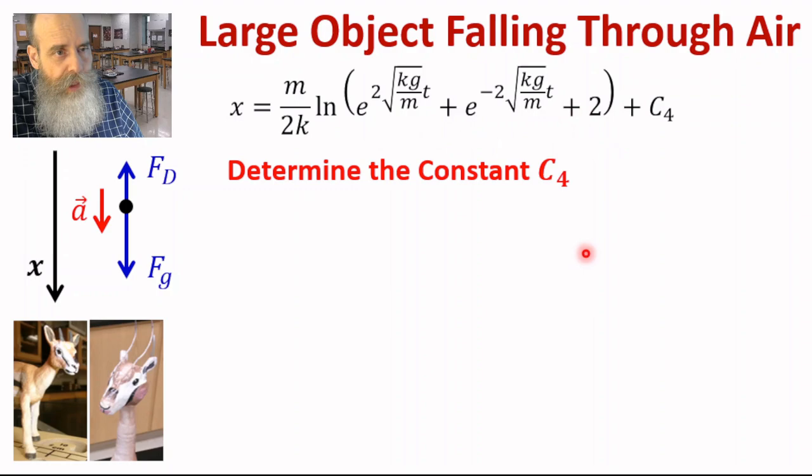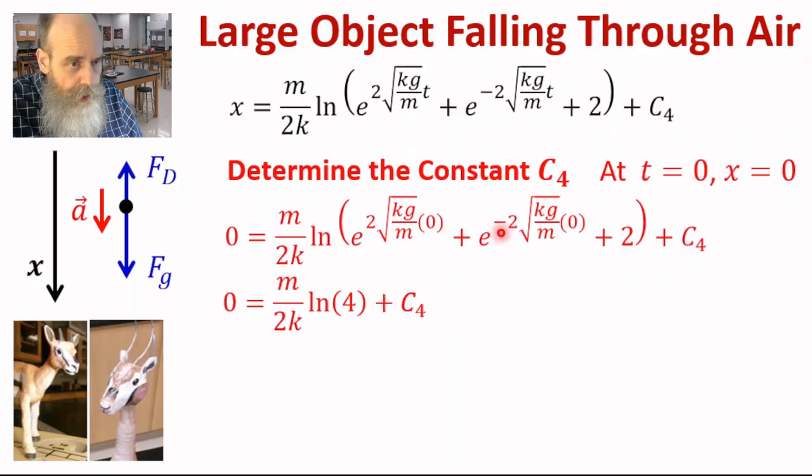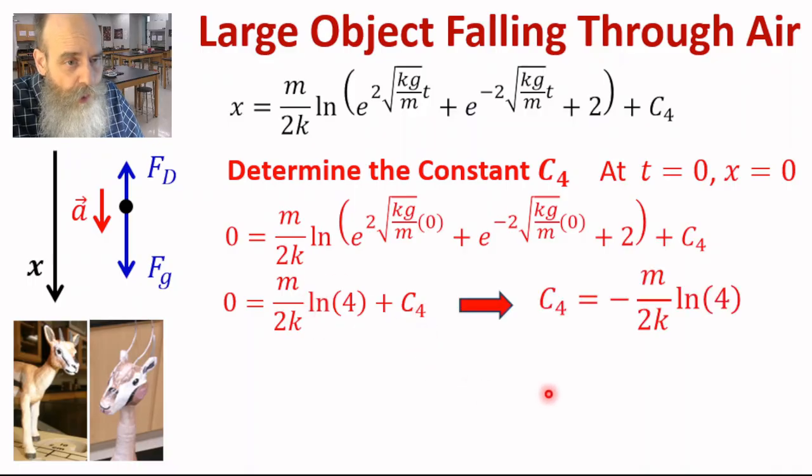We need to determine the constant c4. So what is our initial condition? At t equals 0, x equals 0. Put these into our expression, and we get this: 0 equals m over 2k ln of e to the 0 plus e to the negative 0 plus 2, plus c4. This is 1 plus 1 plus 2, so we get m over 2k ln 4 plus c4 equals 0. So c4 equals negative m over 2k ln 4. So put our c4 into here, and we get our final result.